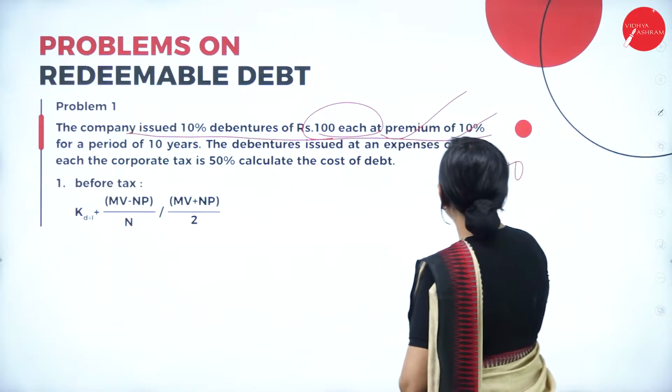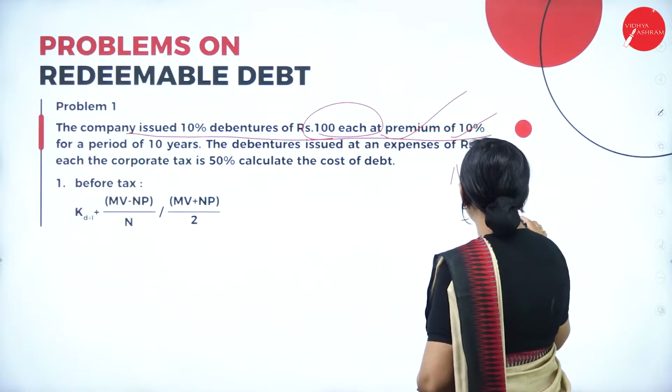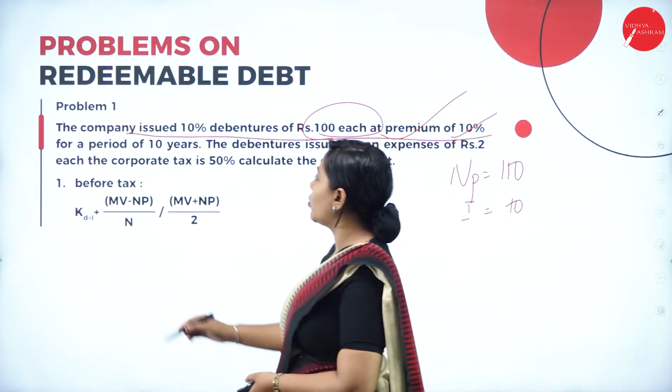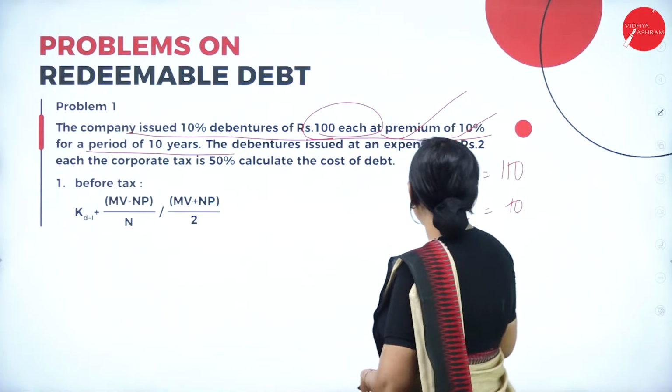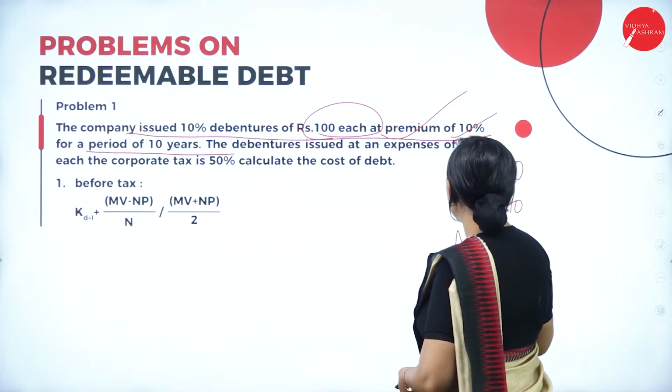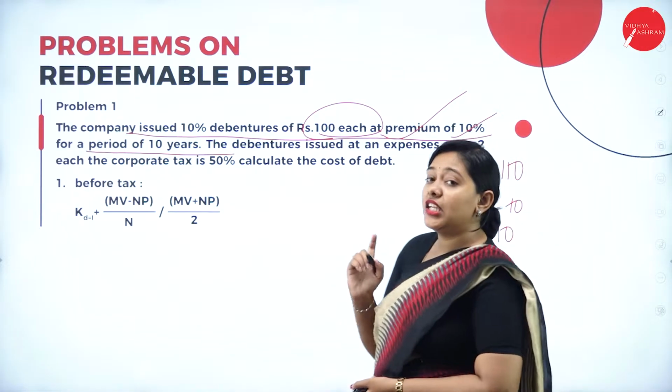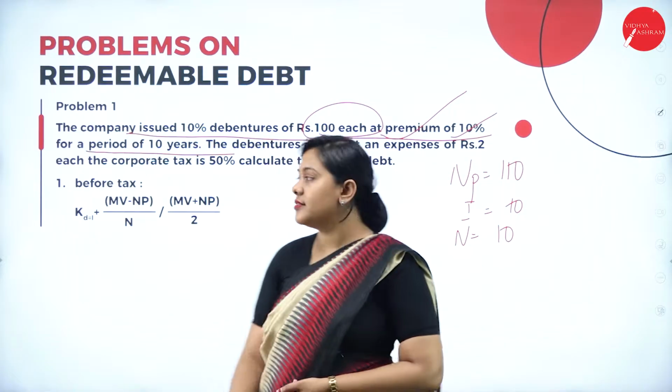Similarly, the interest is 10 rupees. And what else is given in the question? Of 10% for a period of 10 years. So what is the number of years given in the question? 10 years. Number of years is 10 years.